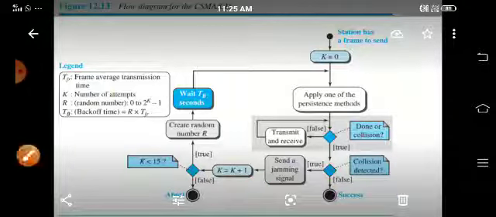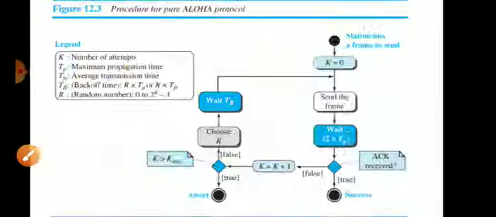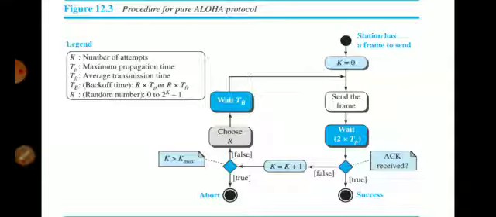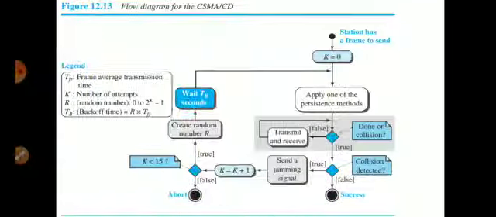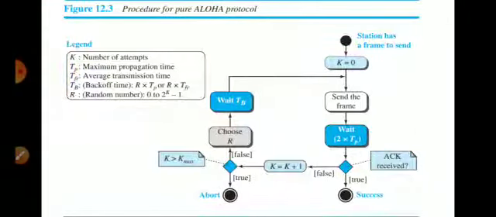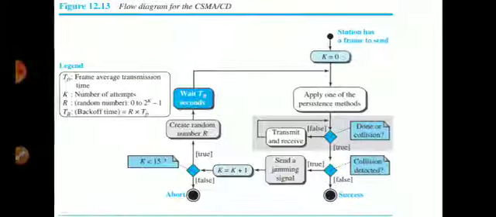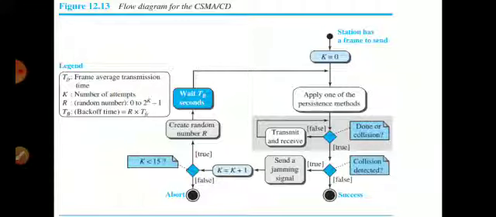So what is the main difference between Aloha and CSMA/CD? In Aloha there is no persistence method and no jamming signal, and the complete frame is sent, but in CSMA/CD we send the frame bit by bit. These are the three major differences between CSMA/CD and the Aloha protocol.